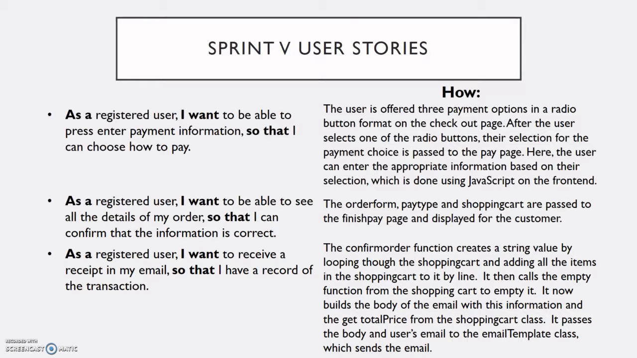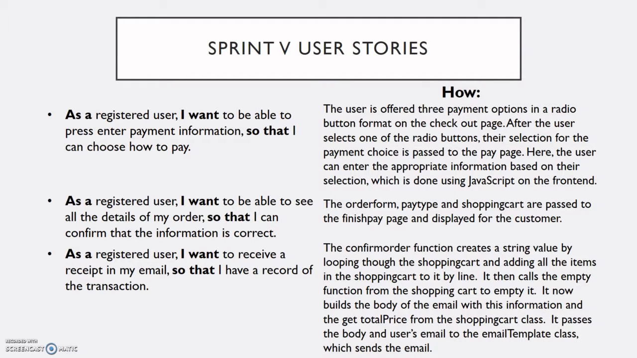Sprint 5 user stories. As a registered user, I want to be able to enter payment information so that I can choose how to pay. How? The user is offered 3 payment options in a radio button format on the checkout page. After the user selects one of the radio buttons, their selection for the payment choice is passed to the pay page. Here, the user can enter the appropriate information based on their selection, which is done using JavaScript on the front end.